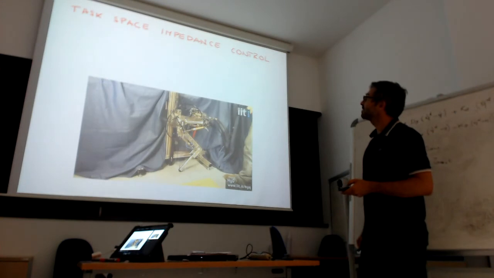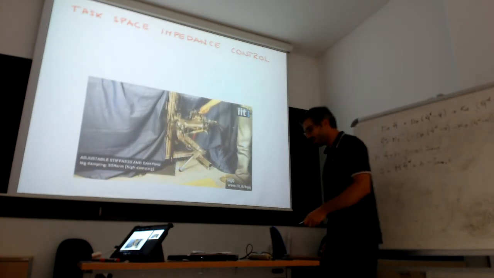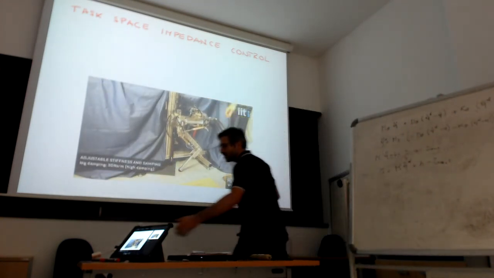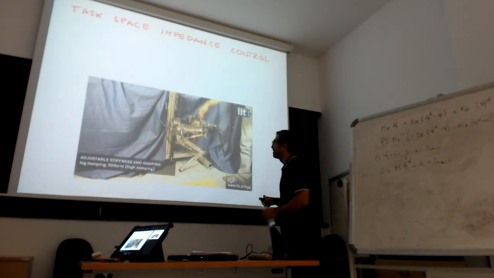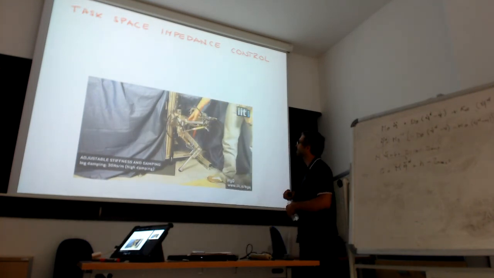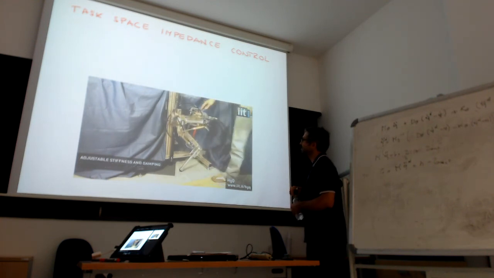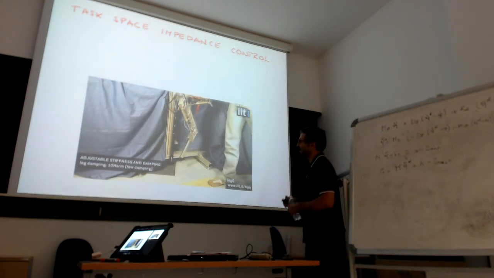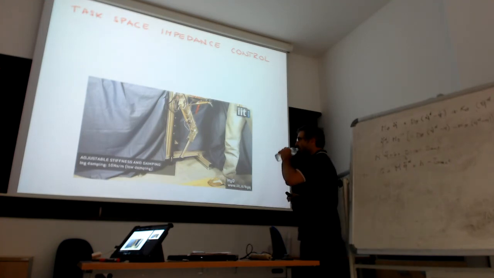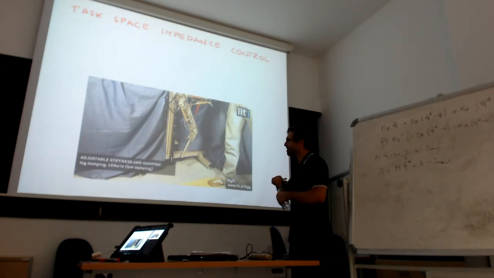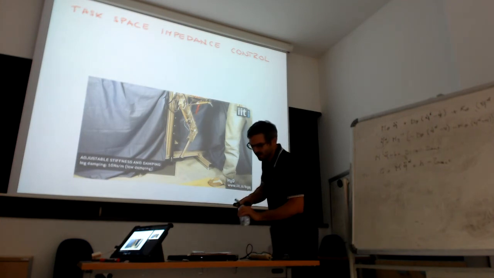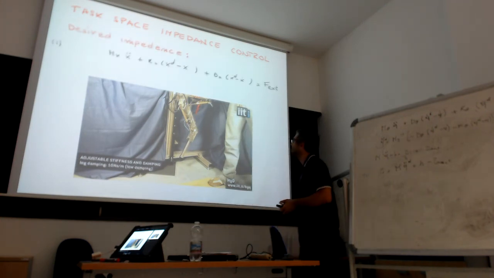For task space impedance control, these are some experiments that we did back in 2012. We were changing and adjusting the stiffness online and the damping online. We see that with low damping, we were having an undamped behavior, because the damping we set was lower than the critical damping value.